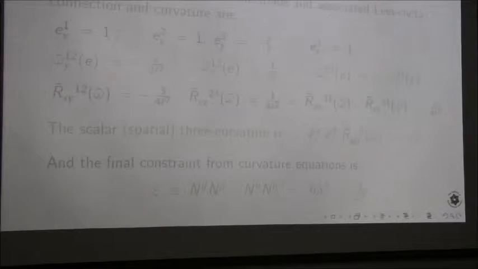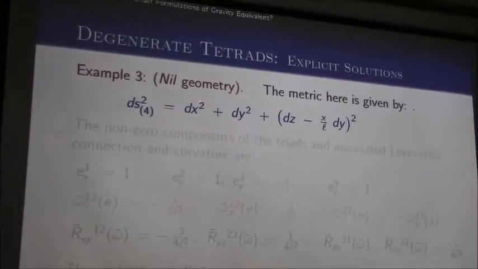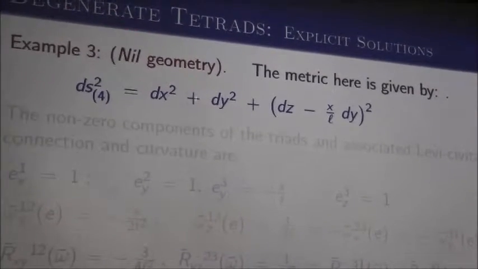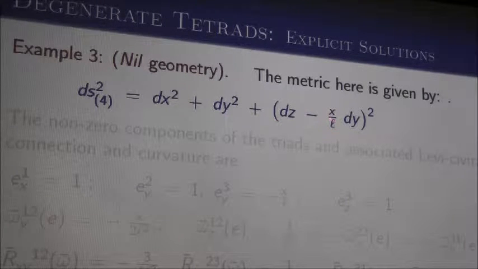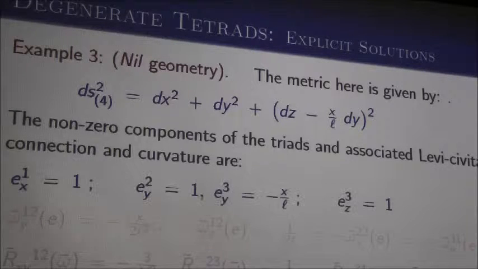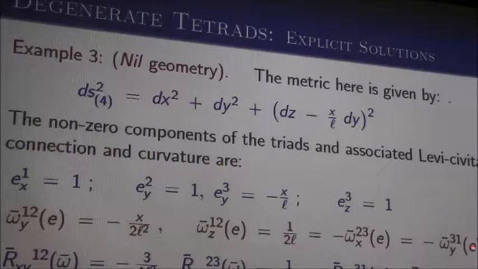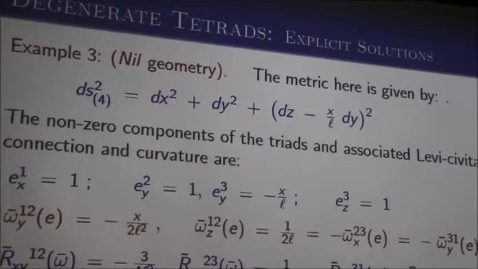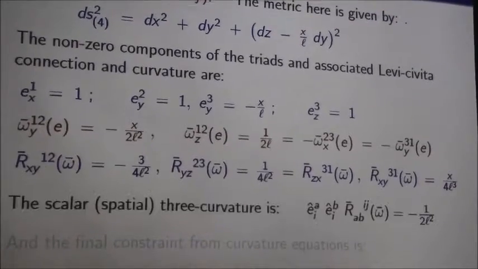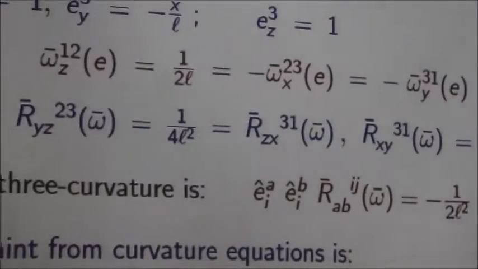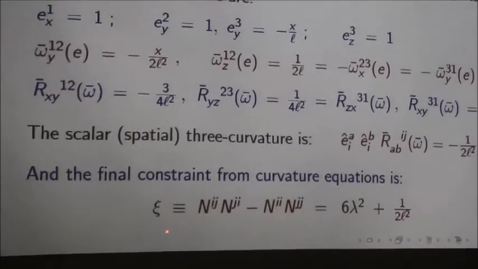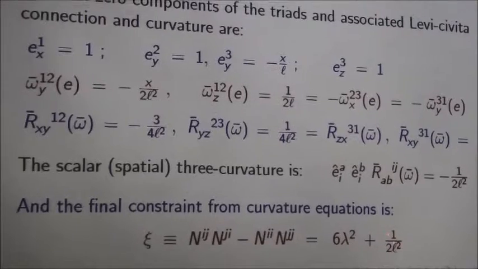So let me now go to the third example. The third example is given the name Nil geometry. The metric here is dx square plus dy square plus (dz minus x by L dy) square, where L is some constant. Again, you construct the non-zero components of triads and associated Levi-Civita connections and curvatures. They work like this. The scalar 3-curvature turns out to be minus 1 by 2L square. So the final constraint from the curvature equation is that zeta is 6 lambda square plus 1 by 2L square.